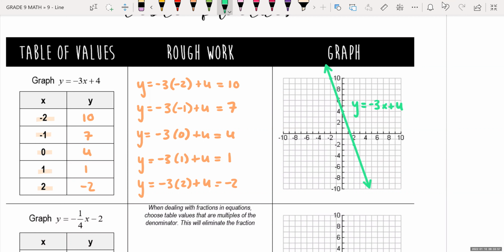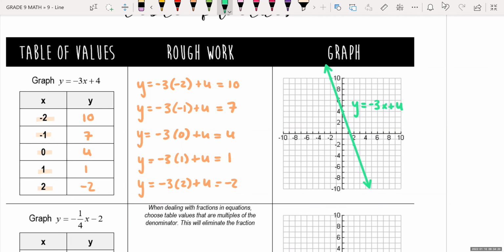When do you use this method? Well, if I just say graph y is equal to negative 3x plus 4, do you think this method is the most efficient way to graph this? Or do you think because it's already in y is equal to mx plus b, that would have been faster? I guess it's personal preference. If I don't force you to use a way, you could have used y is equal to mx plus b.